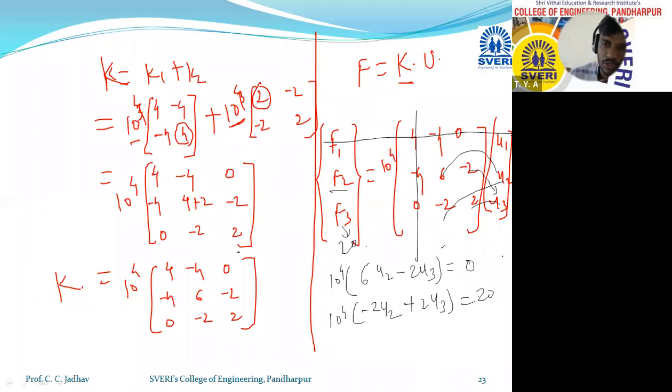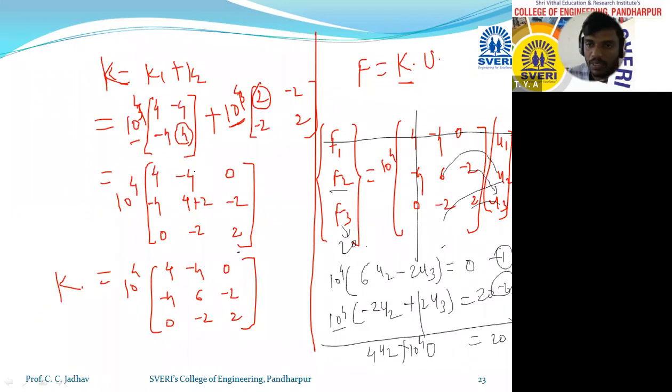So from these two equations you can solve. Easy equations, just add these two equations, because the plus 2u3 and minus 2u3 will cancel, that will be 0. Here 6 and -2, that will be 4u2 is equal to 20, and this is into 10 raised to 4. So you will get the value from this equation.